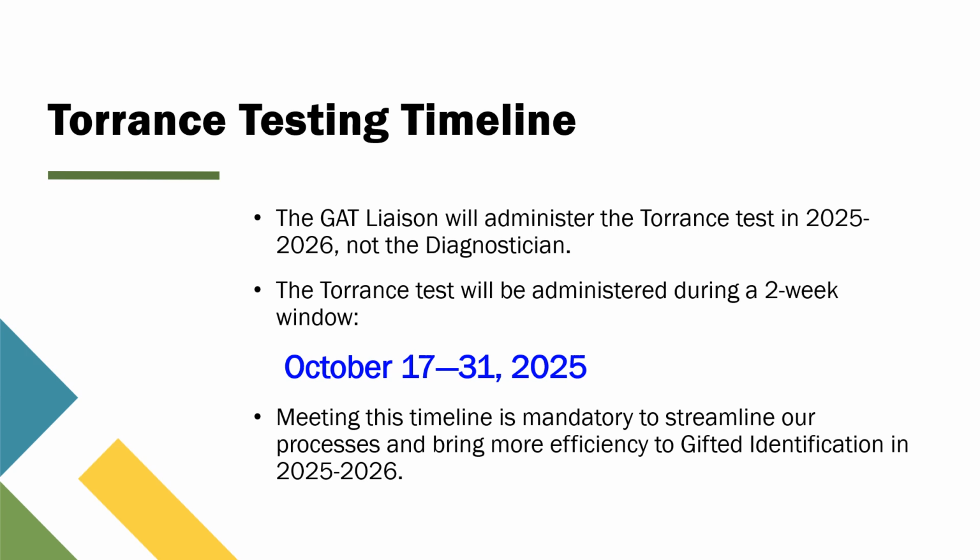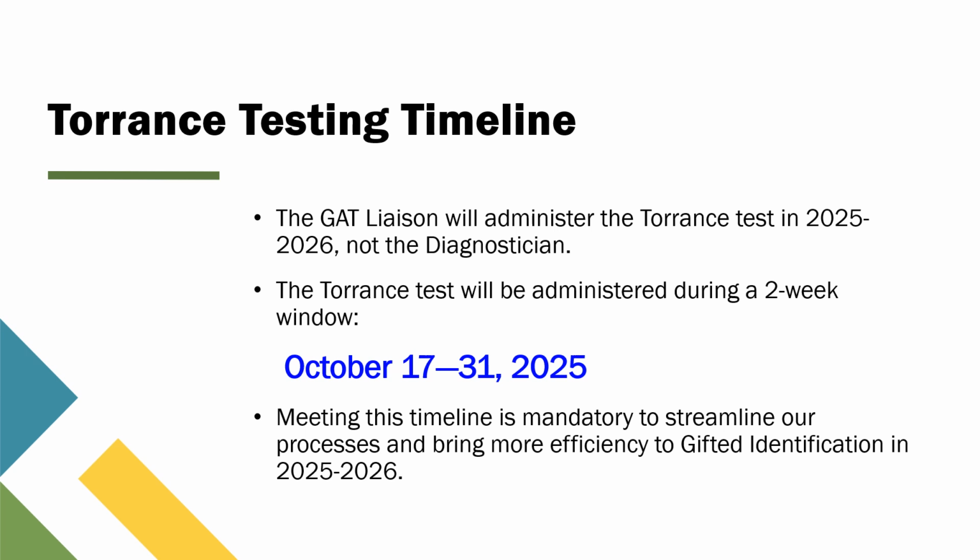To follow our timeline for the 25-26 school year, the GAT liaison will plan ahead and schedule Torrance testing during a 2-week timeline, which is October 17th through 31st, 2025. Torrance tests will not be administered outside this window, so planning ahead is a must.